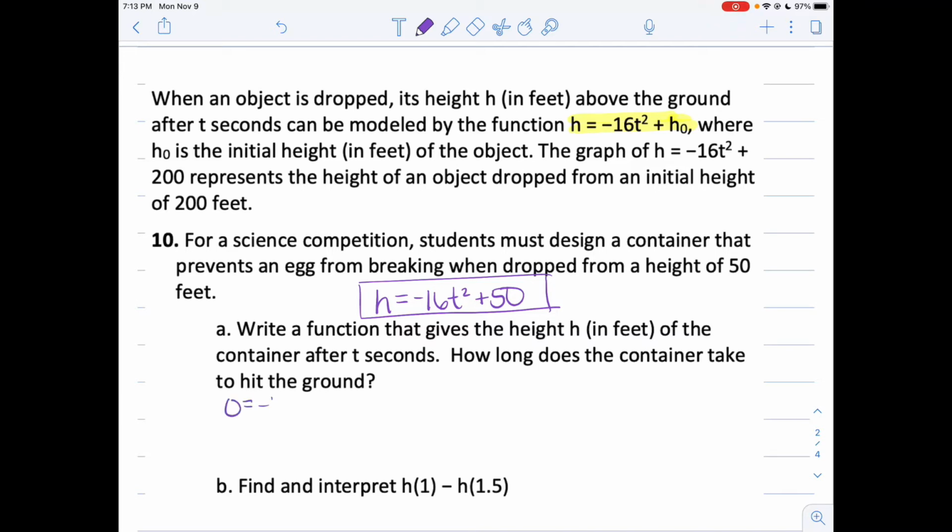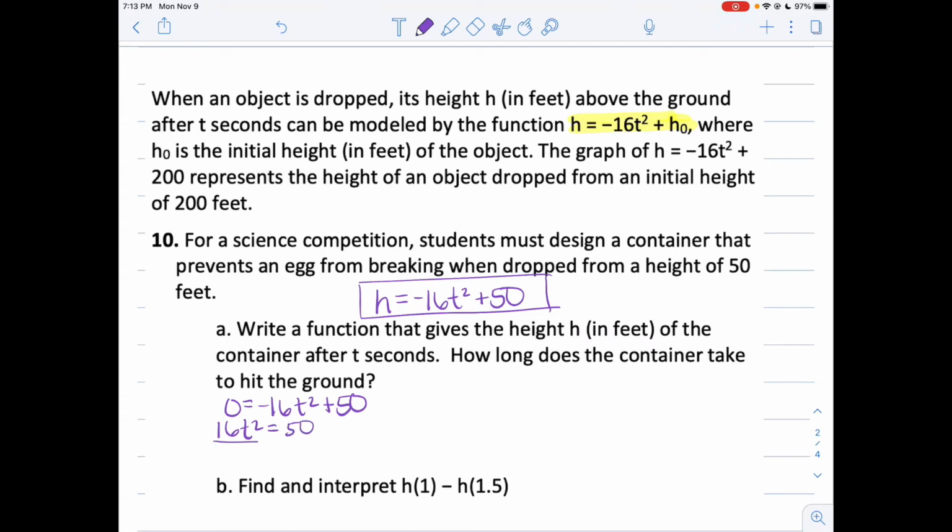0 is equal to negative 16t squared plus 50. I notice that I don't have a middle term here. I don't have something times just a plain t. So this is going to lead me to using square roots. If I'm using square roots, I need the squared part on one side and the constant on the other. So I want to move the negative 16t squared to the other side by adding to both sides. 16t squared is equal to, the negative 16t squared is gone, and we're left with 50.